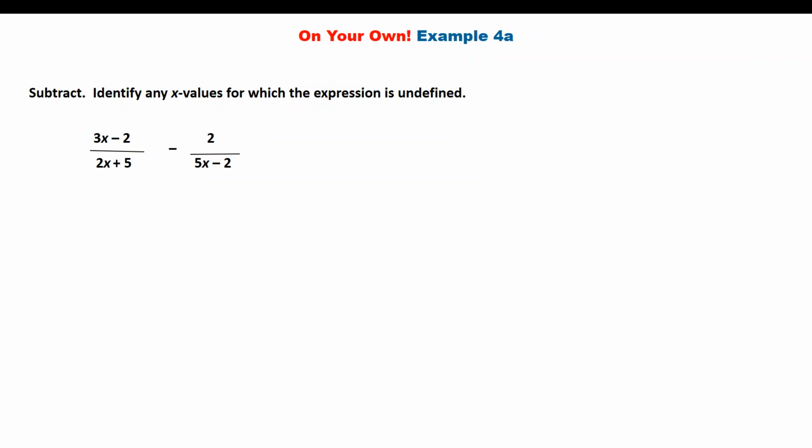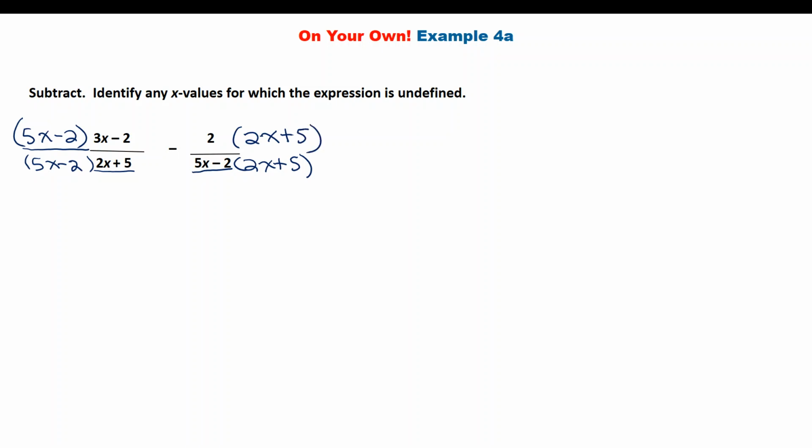Okay, so let's get going here. The first thing I want to do is subtract, and so I need to check and make sure I have common denominators. And when I look at them, I see that they are not. But I do know if I multiply 5x minus 2 on this side, and if I multiply 2x plus 5 on this side, I now do have a common denominator. So the next thing I need to remember is if I multiply on the bottom, I have to also multiply on the top.